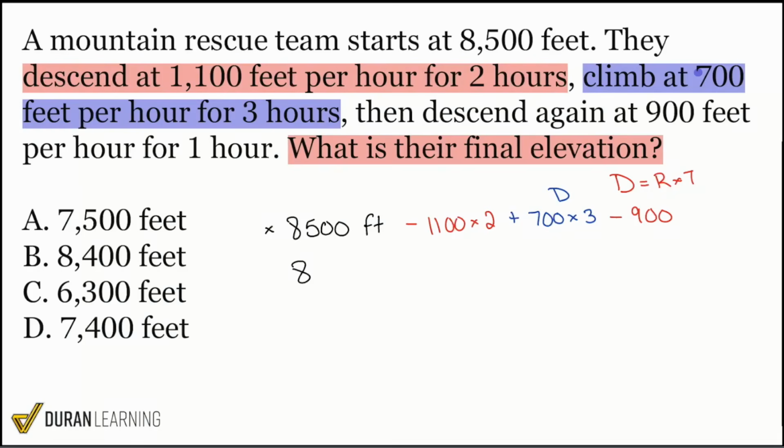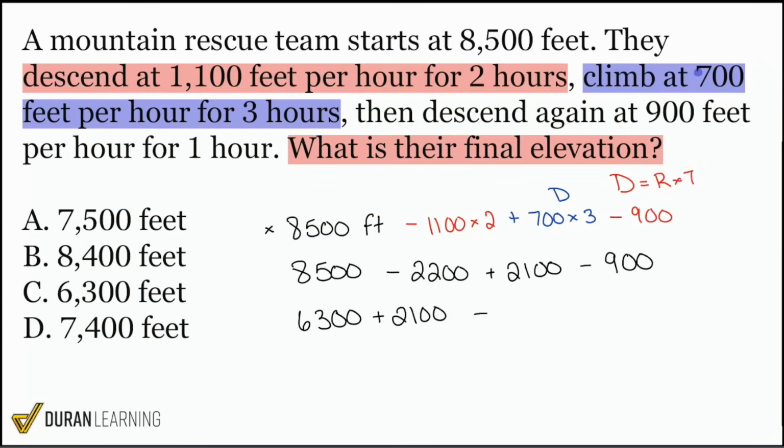So here, we'll rewrite the 8,500, and then we have 1,100 times 2. 1,100 times 2 gives us 2,200. 700 times 3, that's going to be 2,100. And then we still have that 900 right there. So now that we're here, we'll finish things up by doing 8,500 minus 2,200. So that gives me right over here 6,300. Then we add the 2,100 minus the 900. So we add the 21. So that'll give us 8,400. And then we subtract the 900 at the end, and that leaves us with 7,500.